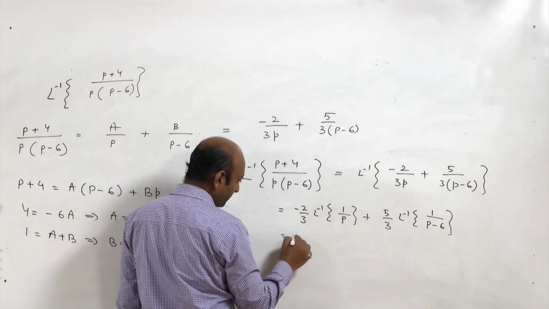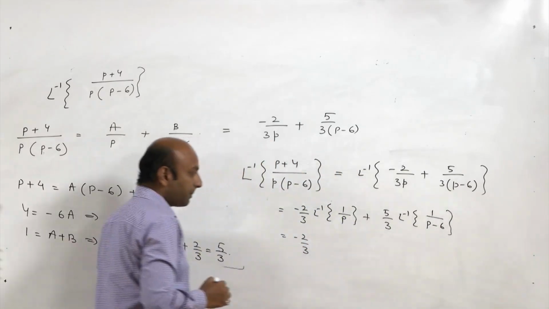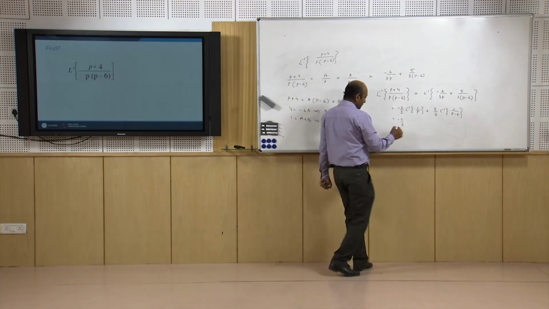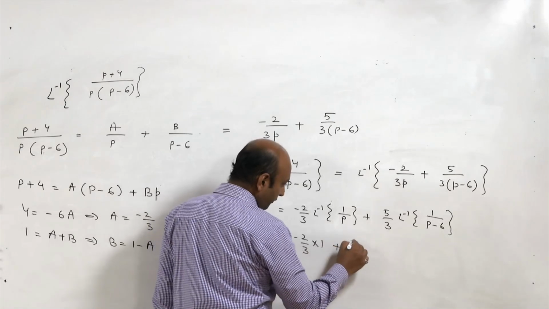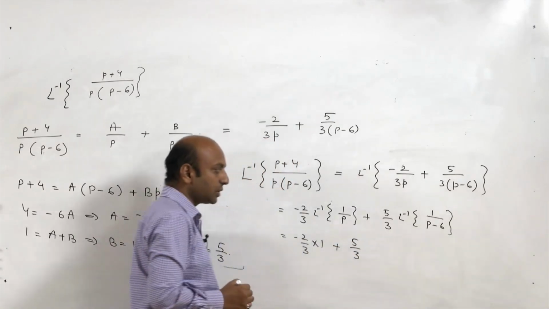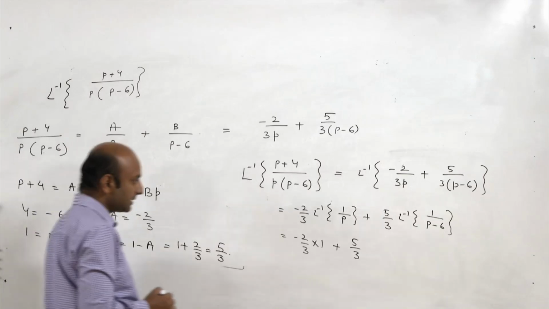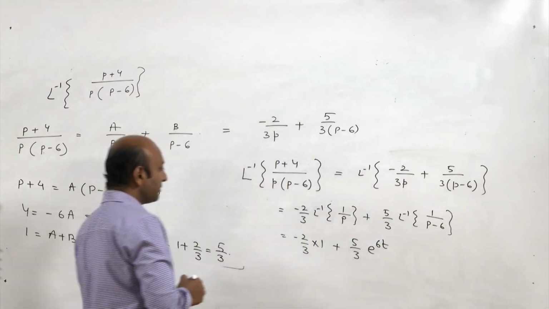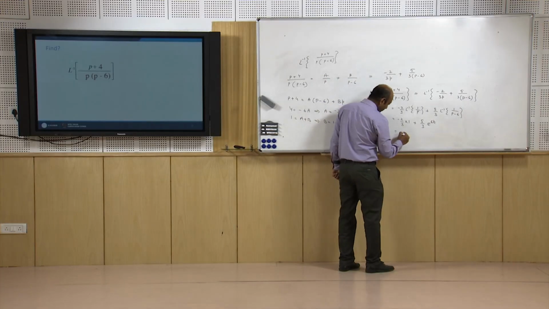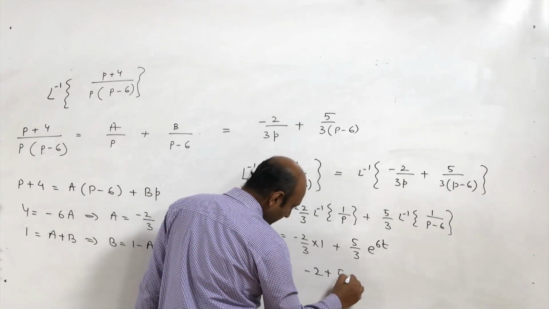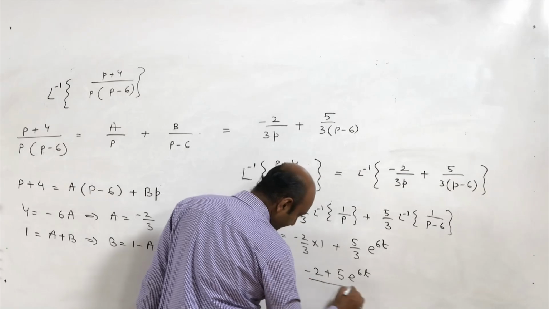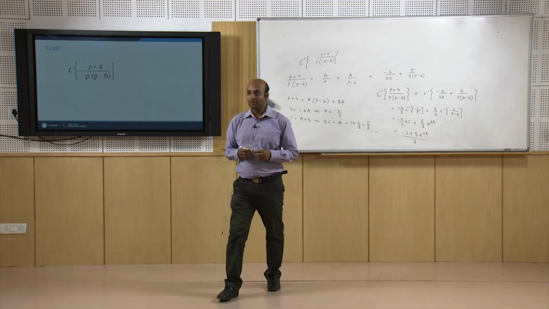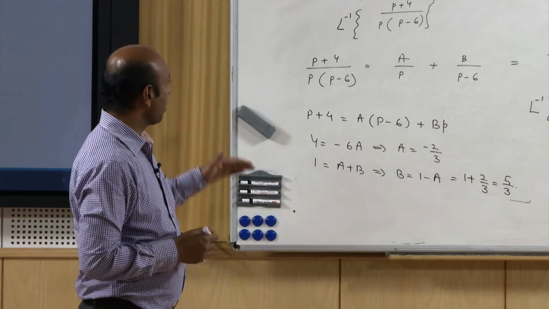So this is nothing but minus 2 by 3. Laplace inverse of 1 by p is 1, so into 1, plus 5 by 3 times Laplace inverse of 1 upon (p minus 6), which is e to the power 6t. So this is equal to (minus 2 plus 5 e to the power 6t) upon 3. So this will be the Laplace inverse of this expression.